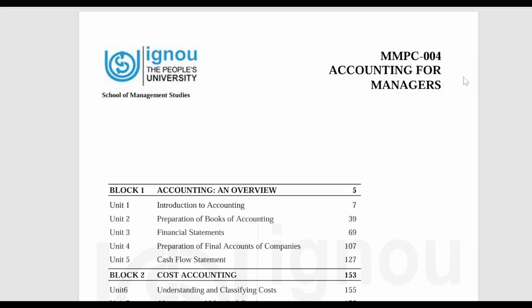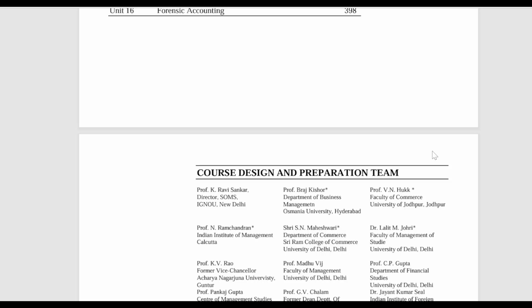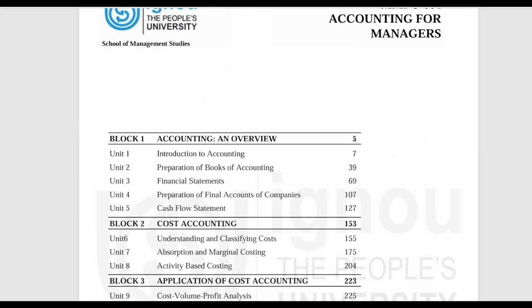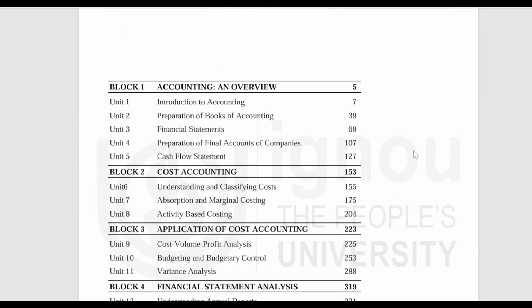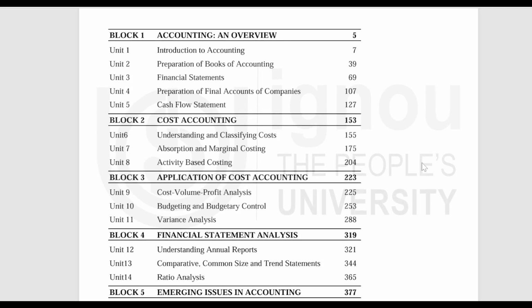In today's session, we will start with the new subject, that is MMPC 004, Accounting for Managers. In this subject, there are 5 blocks. First block is Accounting an Overview, and it covers Unit 1, 2, 3, 4 and 5. Unit 1 is Introduction to Accounting, Unit 2 is Preparation of Books of Accounting, Unit 3 is Financial Statements, Unit 4 is Preparation of Final Accounts of Companies, and Unit 5 is Cash Flow Statement.